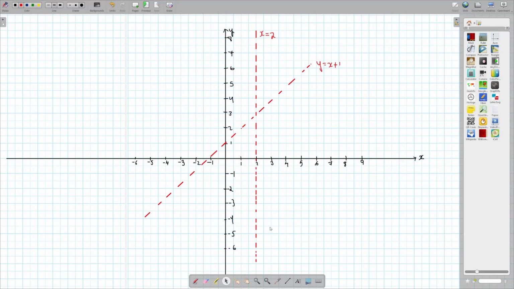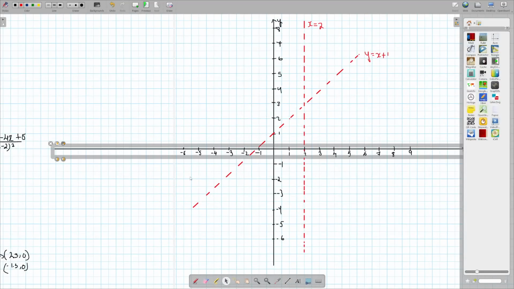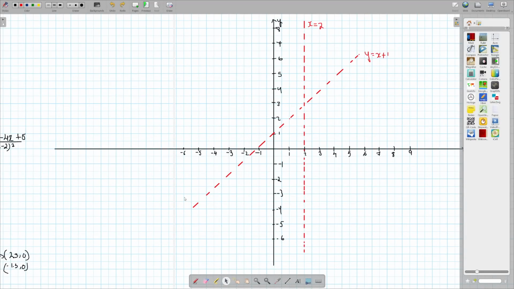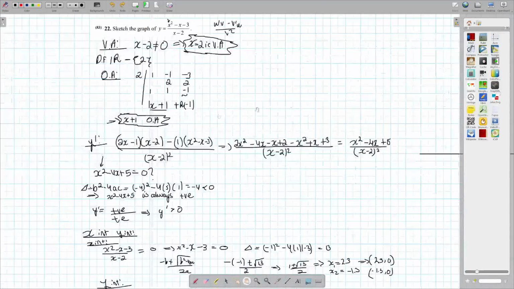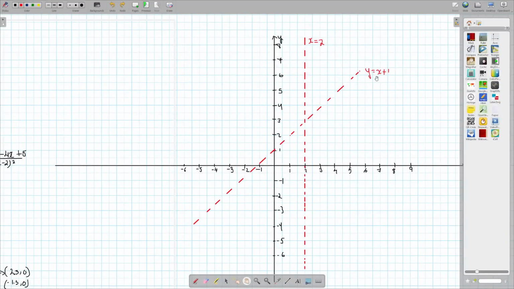So x equals 2, I drew it here. Y equals x plus 1, I also drew it. Some people in grade 11 don't know how to graph a straight line. You take any 2 points and you just connect them. For y equals x plus 1, I took 0, comma 1 and 1, comma 2, because 0 plus 1 is 1 and 1 plus 1 is 2. These 2 points, I connected them.